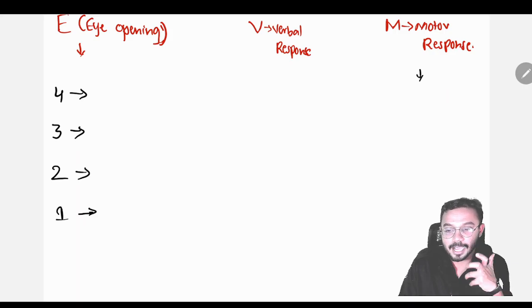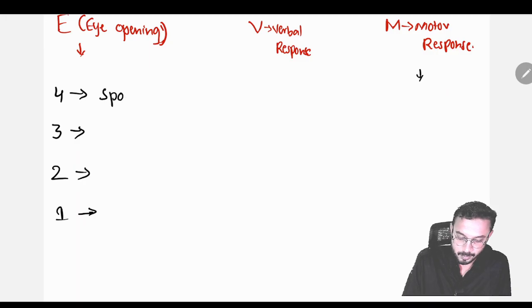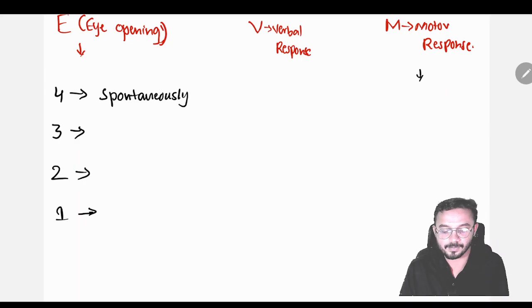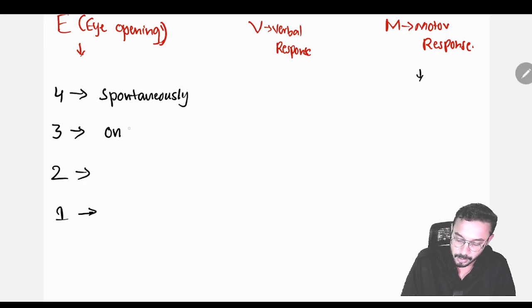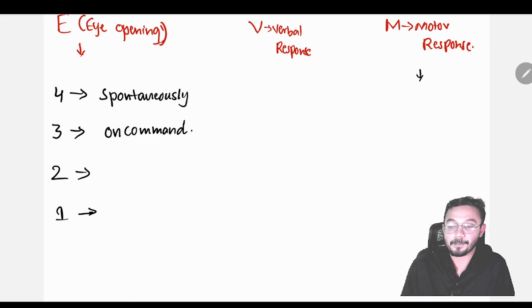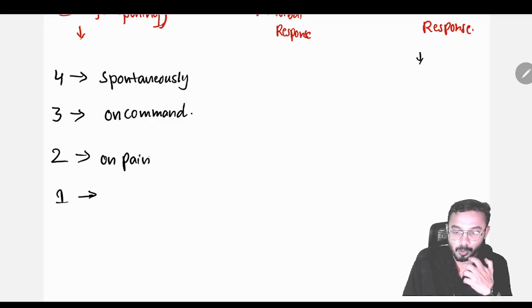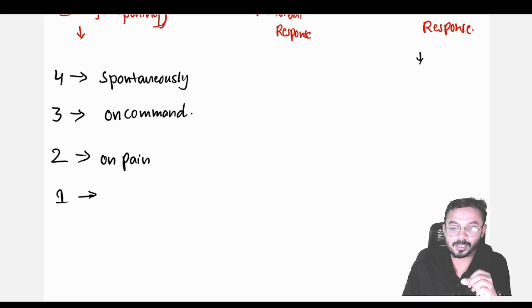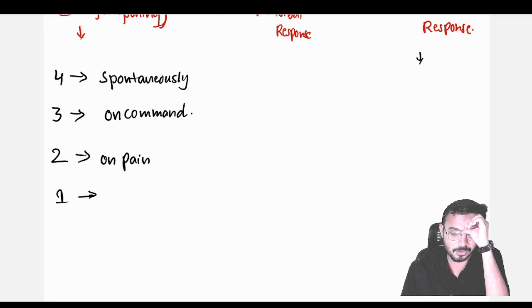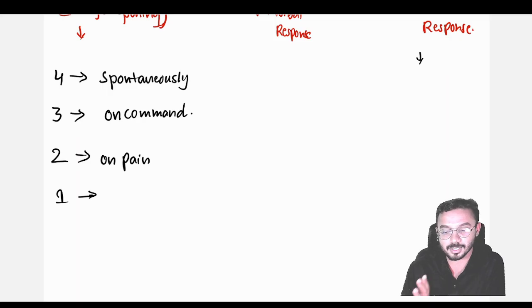If the patient opens eyes spontaneously, then you are going to give score 4. If on command you tell the patient to open the eyes, and the patient opens them, then you give score 3. Then on pain: if you give pain by pressure on the supraorbital ridges, and the patient opens the eyes on the pain stimulus, that is score 2.